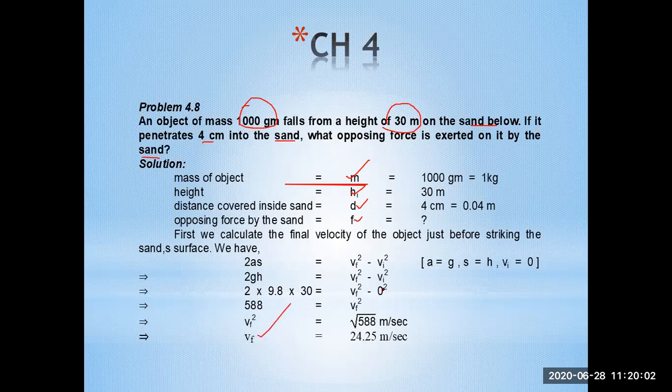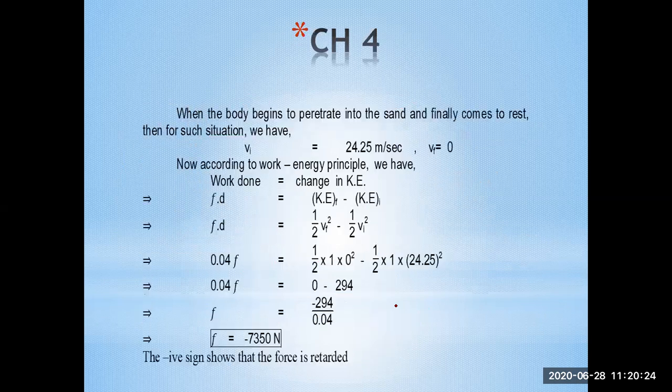For that, we will use the equation of motion, 2as = vf² - vi². Here it is 2gh because it's free fall. So putting in the values, the object is starting from rest, and you get the final velocity with which it will hit the ground. That is 25.24 meters per second.